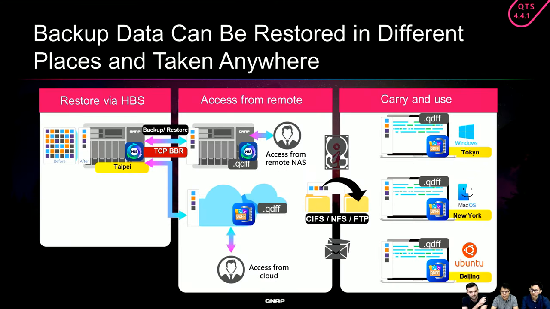And here is the full scope of the QNAP QDDB. After the backup data has been deduplicated by our HBS 3, it can be restored directly from HBS 3. You can also deploy our QDDB extract tool on the cloud to access the DDB file from the cloud. And because we can install the DDB extract tool on every platform, Windows, Mac, and Ubuntu, it means on your desktop or PC, you can directly restore your backup data.